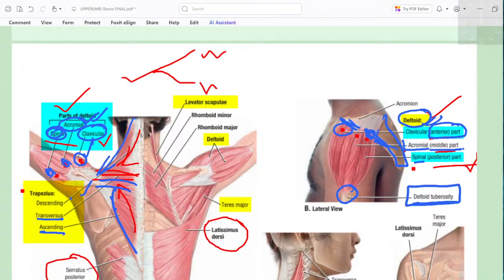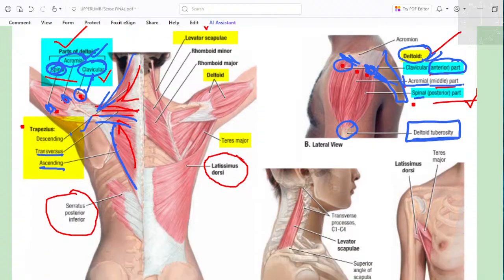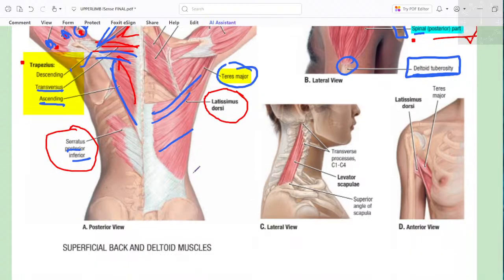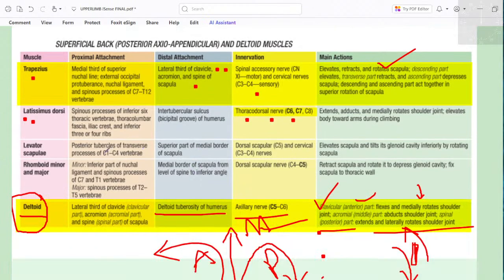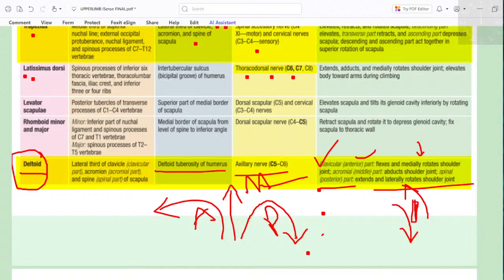Okay. So see the direction of serratus posterior inferior, then latissimus dorsi and teres major. Just get some orientation about their location. Now trapezius, latissimus dorsi, levator scapulae, deltoid. Deltoid is important. We have already seen it is supplied by the axillary nerve, C5, C6, and inserts into the deltoid tuberosity. These all are MRCS Part B questions.